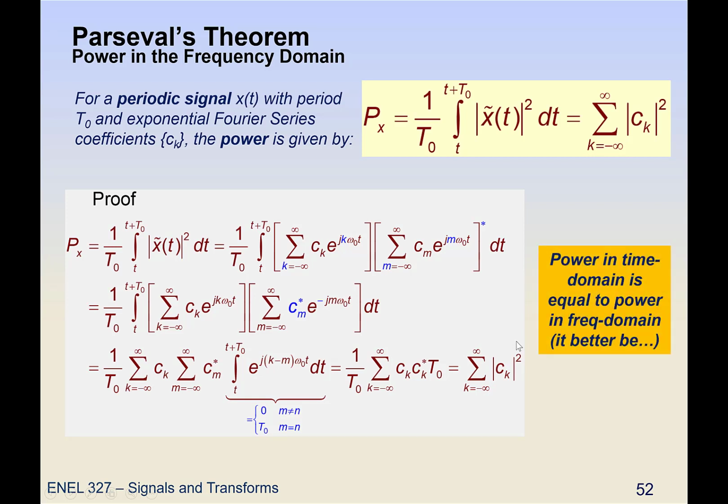And all that is saying is that power in the time domain is equal to power in the frequency domain. And it better be. It's the same signal. It's just two different ways of representing it. But note that's a pretty straightforward thing to calculate. So if we know the Fourier series coefficients, all we're doing is taking the sum of the squares of them. This might be actually way more complicated in the time domain.